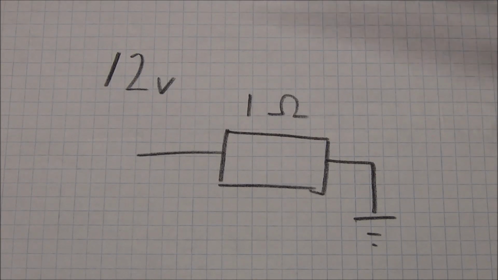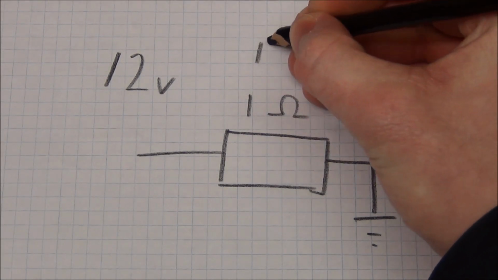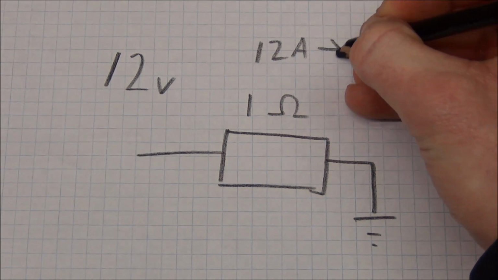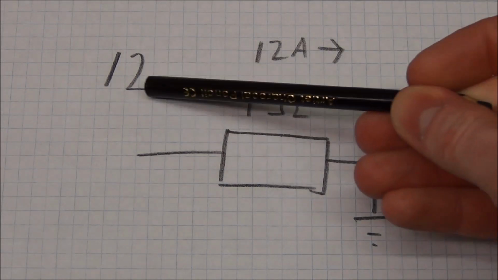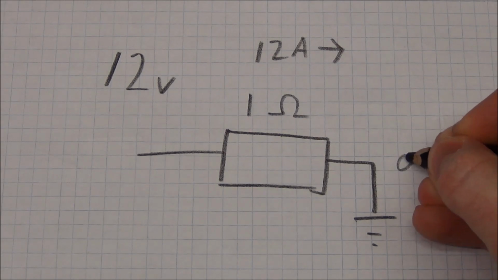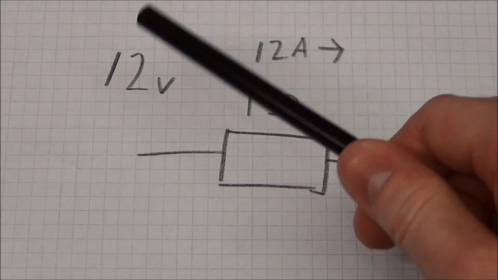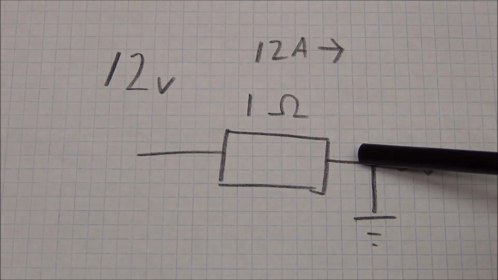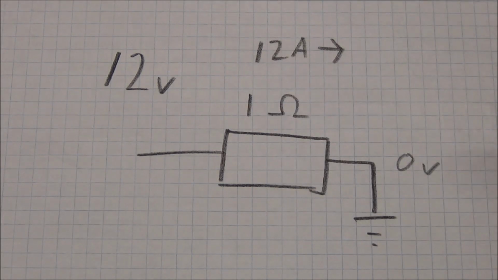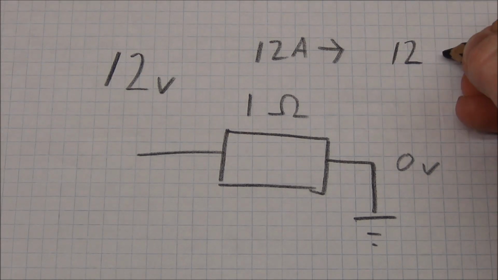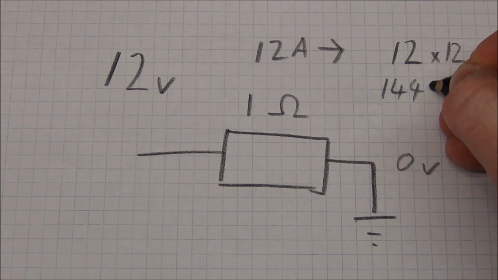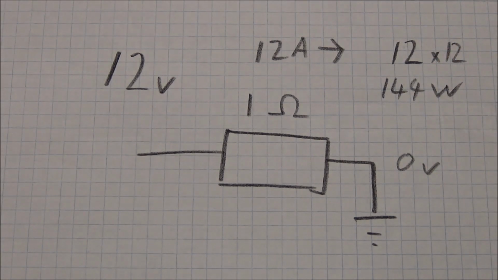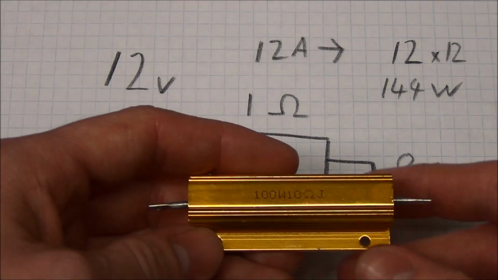Let's take the first example again with 12 volts just across 1 ohm. That means 12 amps will flow through the resistor. And we know the voltage drop across this resistor is 12 volts because we have 0 volts over here. So we can calculate the power by taking the voltage drop across the resistor and multiply it with the current. So that will be 12 times 12. And that should be 144. And that will be measured in watts. Now 144 watt is a lot of power.